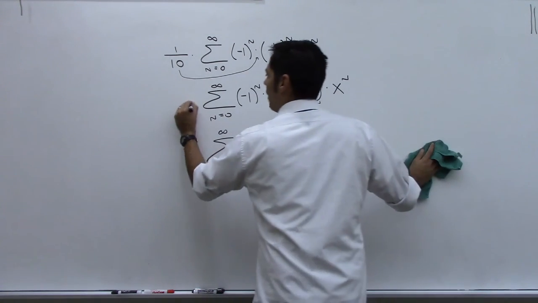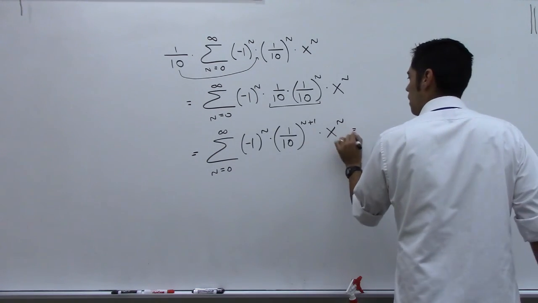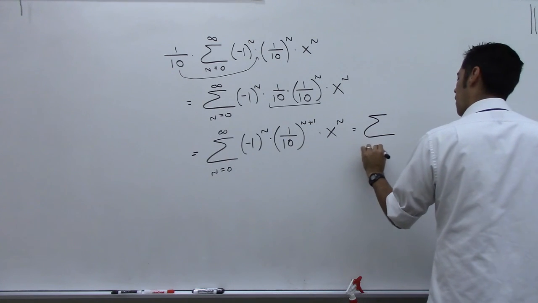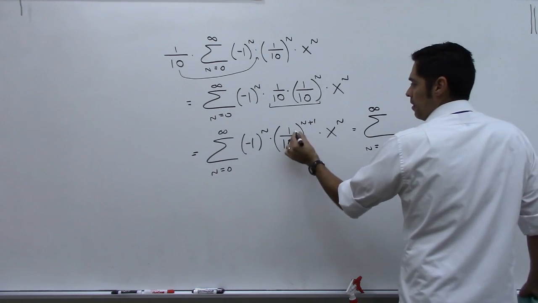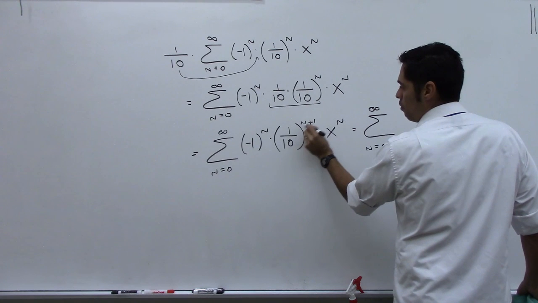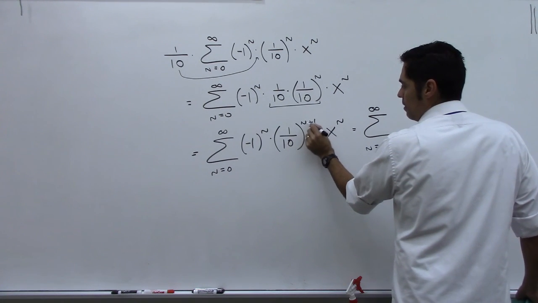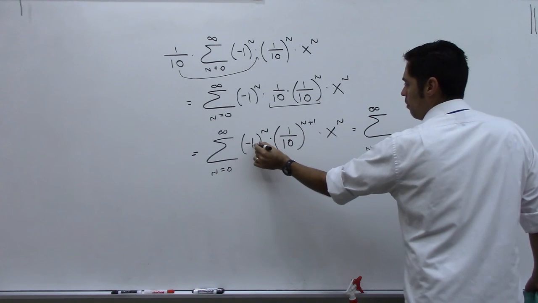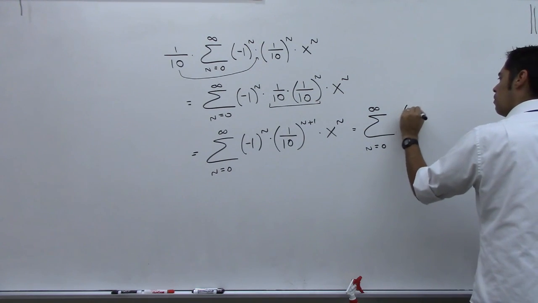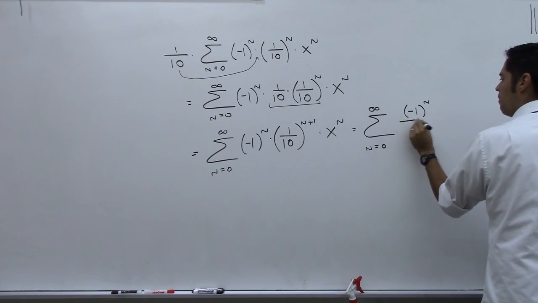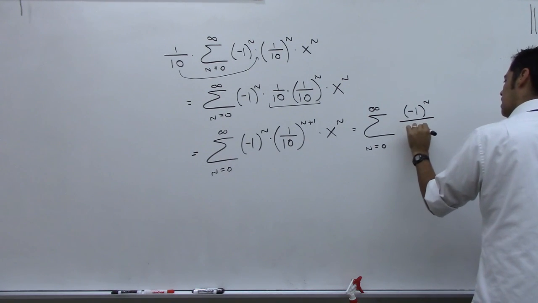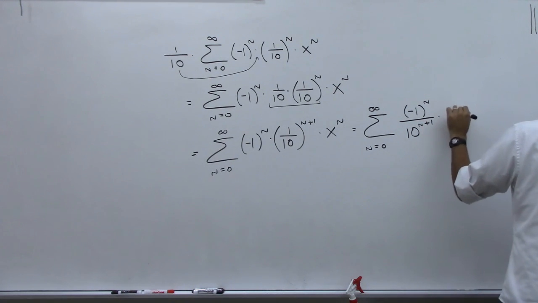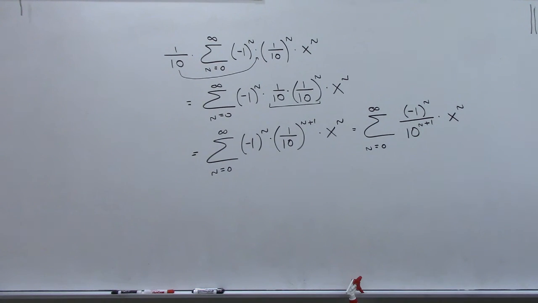And I'm guessing I can go a little bit further here to try and make it look like the book. Let's see, this right here again, I can split it: this power on 1, this power on 10, and 1 to any power is 1, and then this will be on top. So it'll be negative 1 to the n over 10 to the n plus 1 times x to the n. Now let's see if that's what they have here. This is number 6. Yeah, that's the way they have it, so that's good.